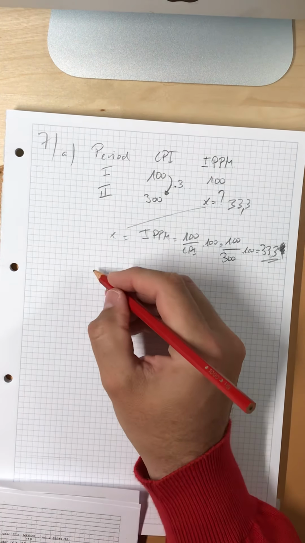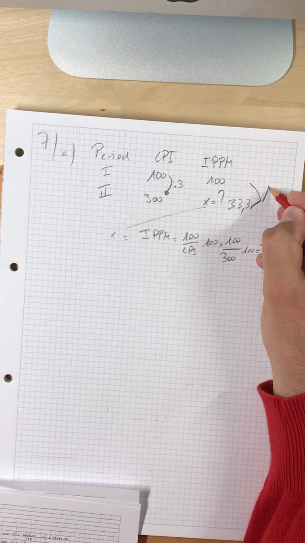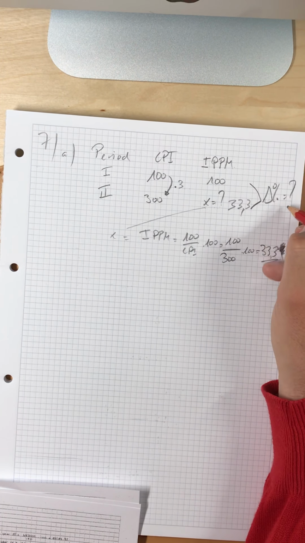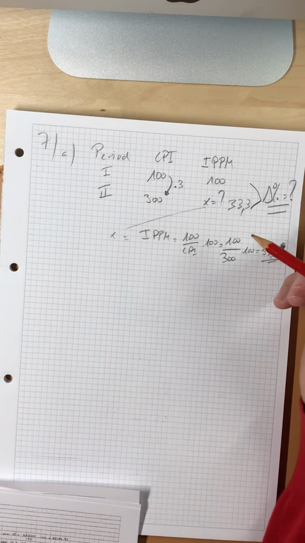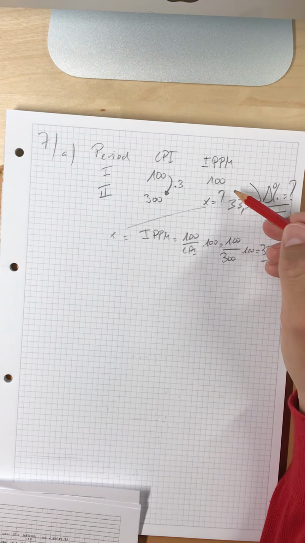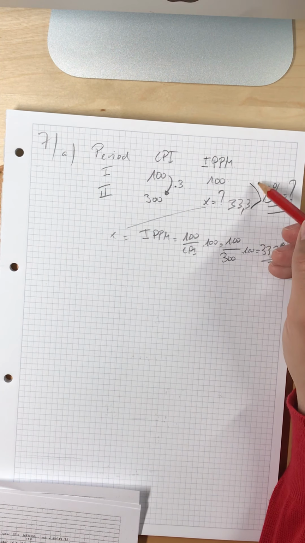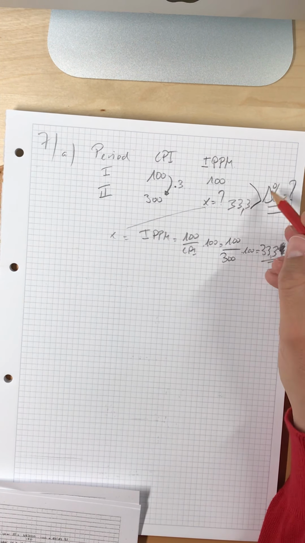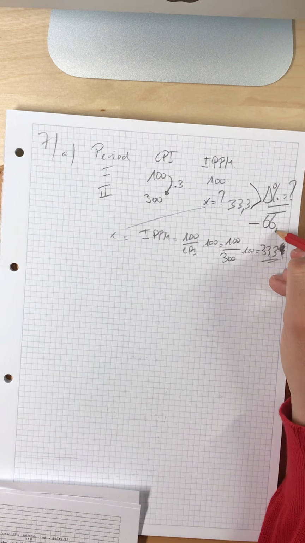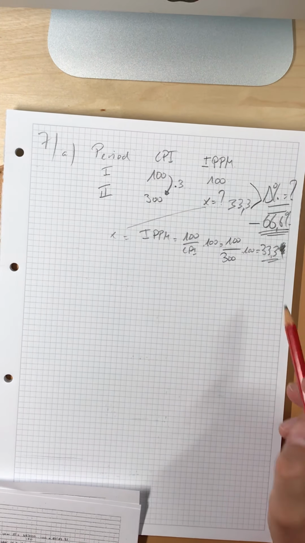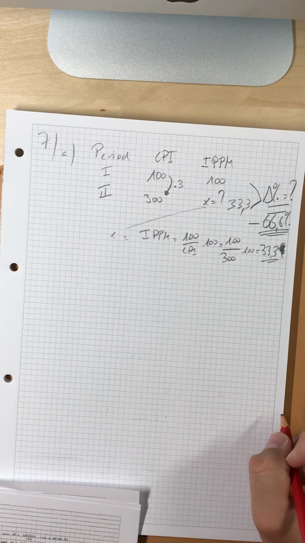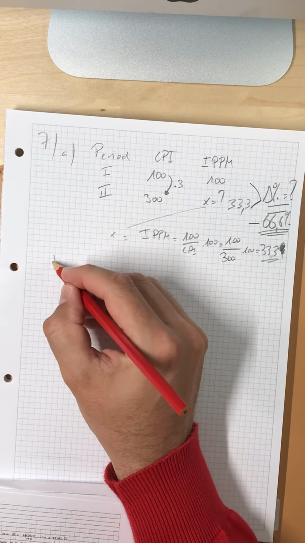And the question is the percentage change of the purchasing power. So you can use the formula arrival minus departure over departure times 100, but in that case it's easy. You will find minus 66.6%. The difference between the two numbers. That's question A.